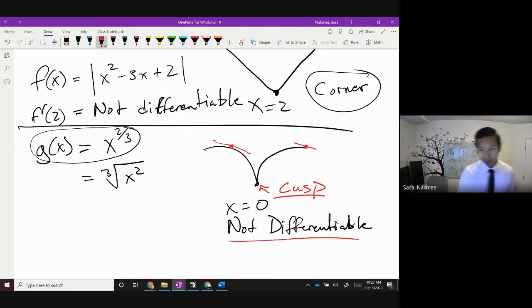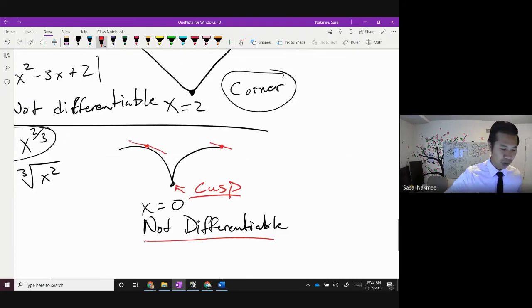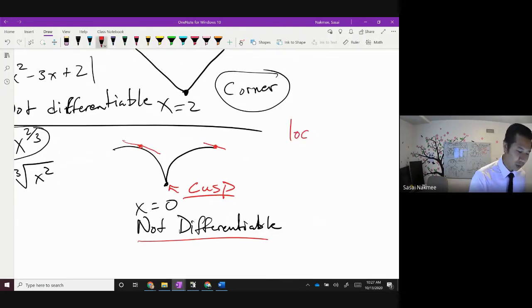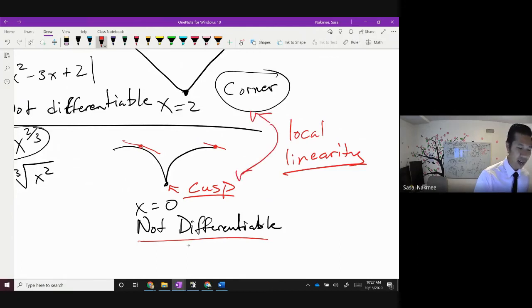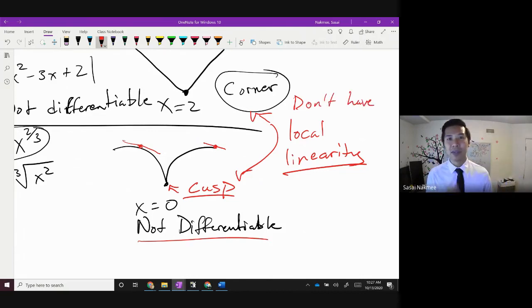So on the AP exam, if you're looking at something and they ask you, does this graph look like it's differentiable? And you ever see a corner or a cusp, we say that those things are not differentiable. And the reason we give is this word right here called local linearity. These two guys do not have local linearity. If it does have local linearity, the derivative exists there.